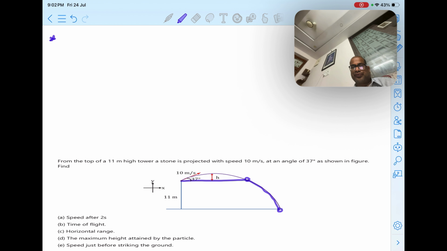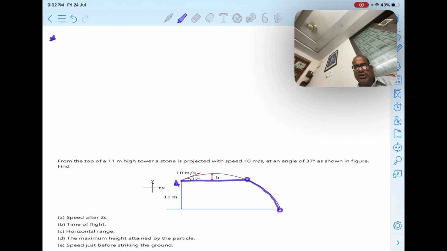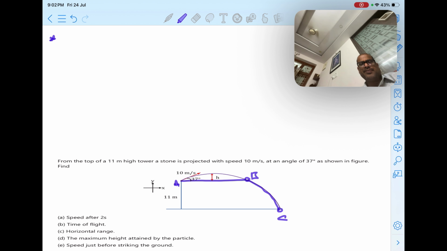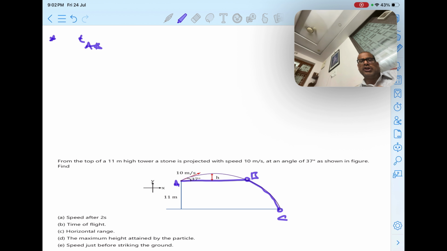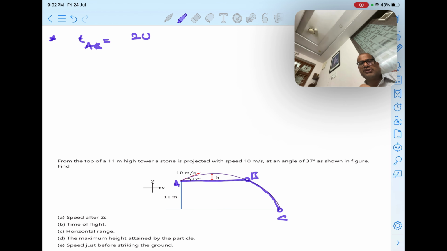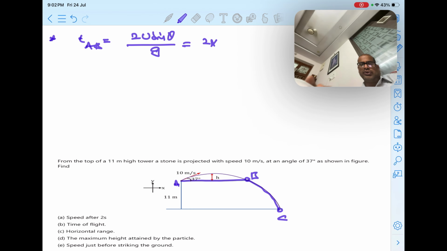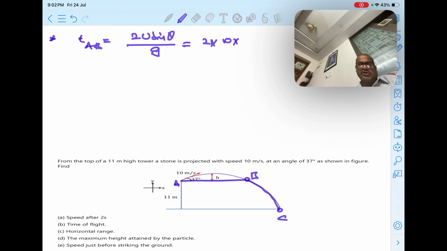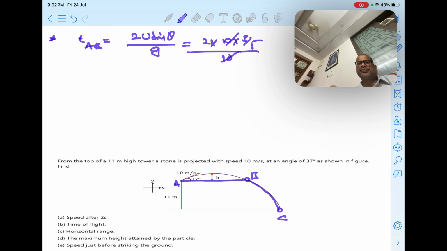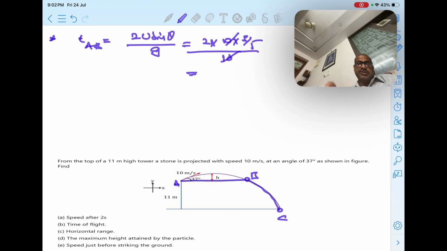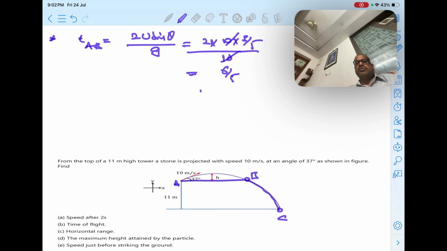Okay, now see, first of all, when it is going from the point to the ground point, say this is A, this is B, this is C. For time of flight from A to B, you can simply take 2u sin theta by g. So 2 into u sin theta, u is 10, sin 37 is 3 by 5, divided by 10. So the 10 gets cancelled, 6 by 5. That value will be how much? 6 by 5 means that is 1.2 seconds.